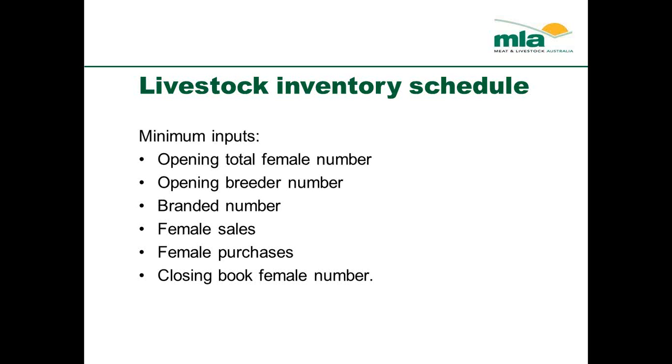So what are the minimum inputs to using the livestock inventory schedule? Well, there's the opening total female number, which is what I said before, was all the females on the property that are branded at the start of the year. The opening breeder number, which is an assumption or an estimate in most cases, unless that property or business has a formula for working out a breeder number each year. The branded number, the female sales, the female purchases, and a closing book female number.